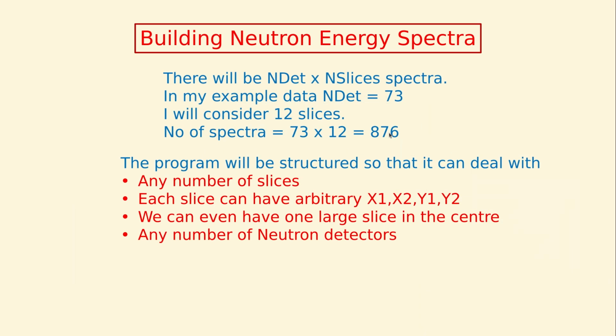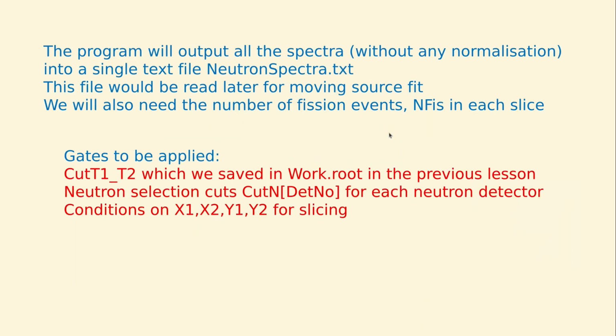The output of the program is going to be in a single text file, called neutron_spectra.txt. Later on you will learn from subsequent lessons how you can analyze these neutron spectra with moving source fit. We will also need the number of fissions corresponding to each slice, so the program will also output that. The gates which we apply are basically cut T1, T2, which is the fission gate created from the two multiwire proportional counters, and this was saved inside work.root in the previous lesson.